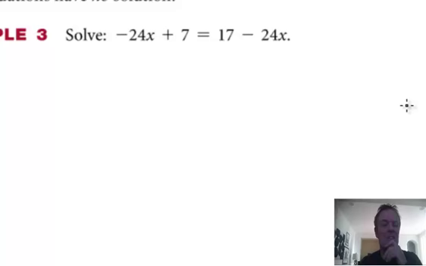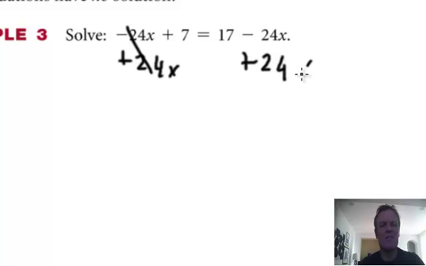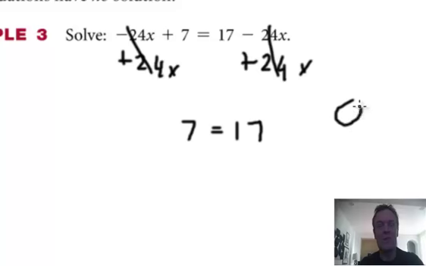Now then, I'll look at this. Some equations that have no solution. Let's have a look at this one. If I add 24x to both sides, can you see, you're going to have no x's. What you've got here is this, 7 equals 17. No, it doesn't. That's no solution. Not going to work. Okay, and that can happen.